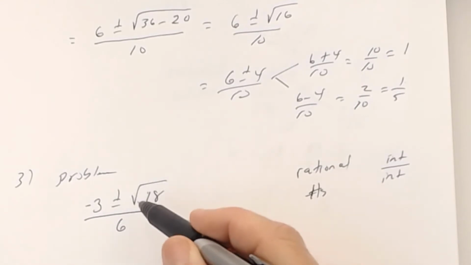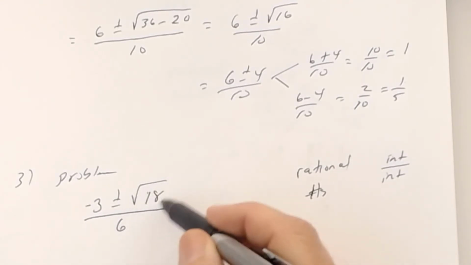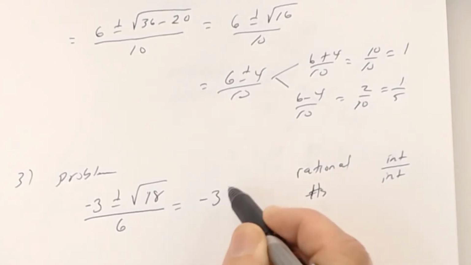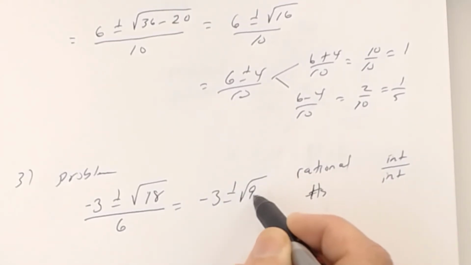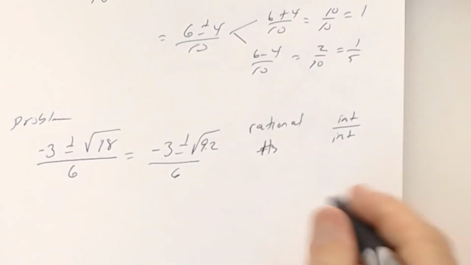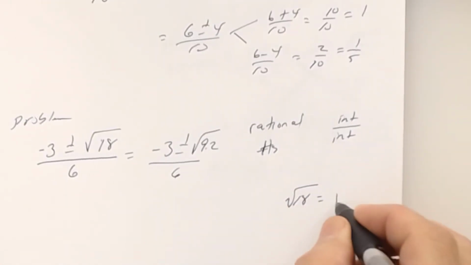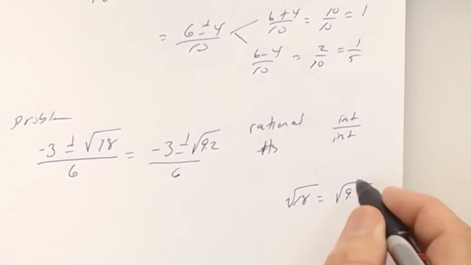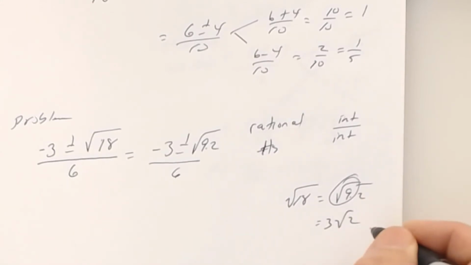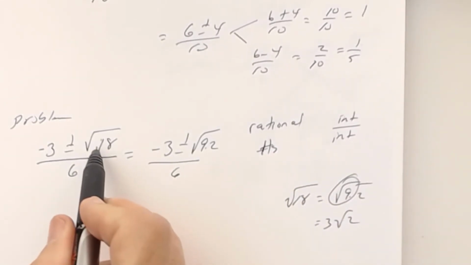You have to simplify the square root of 18. So what perfect square goes in 18? 9. Good. So you're going to say negative 3 plus the square root of 9 times 2, over 6. You could have gone off to the side and done that part: that's the square root of 9 times 2. And the square root of 9 is what? 3. So that's 3 square root of 2, right? So that's what this is.